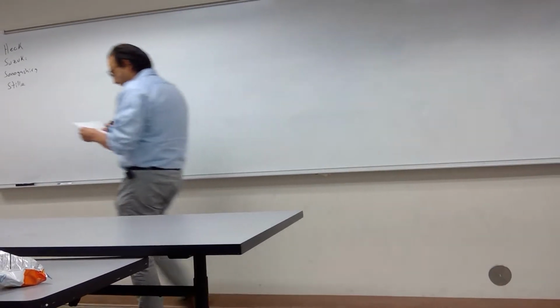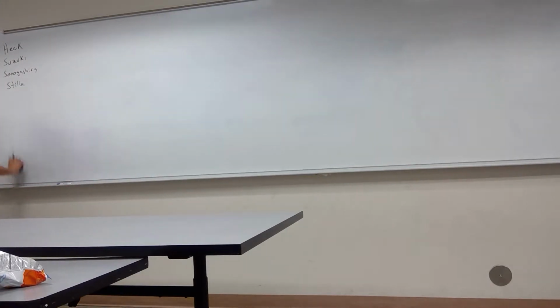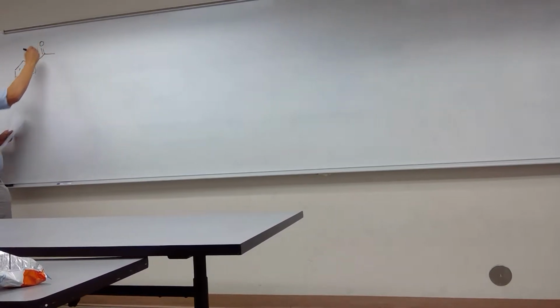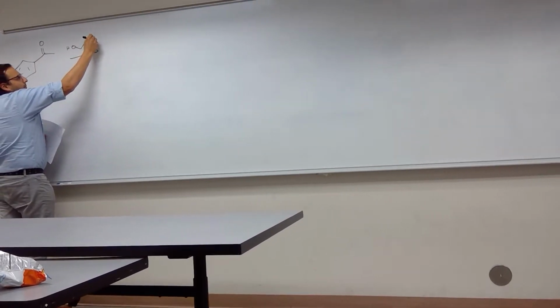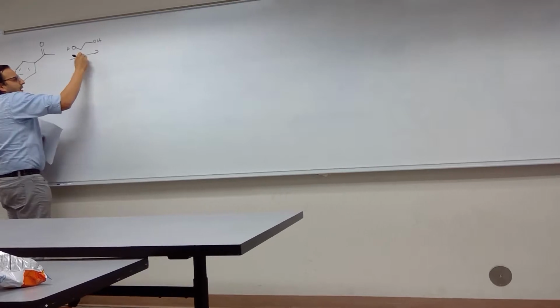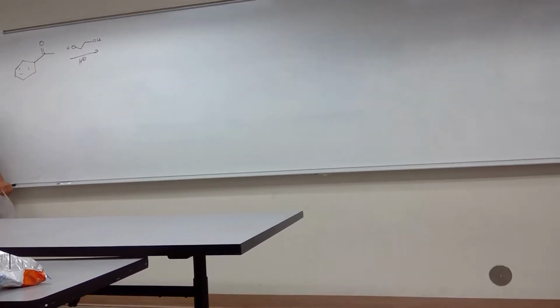Alright, so let's do carbonyl chemistry. I'm ready. We're going to talk about carbonyl chemistry. Something like this. What happens when you treat this with ethylene glycol and acid? You guys remember? You get your cyclic acetal back.